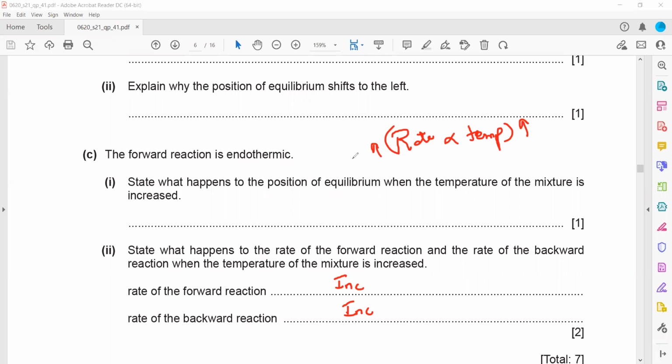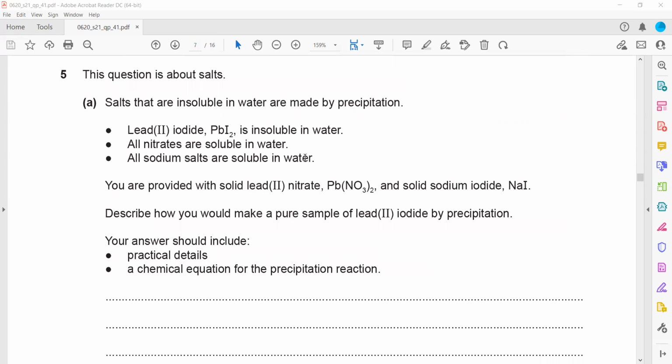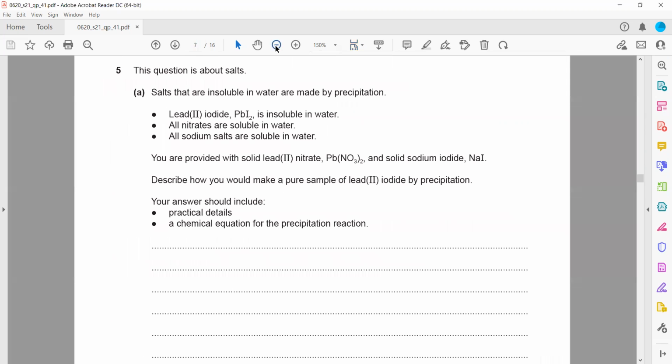So rate of the reaction has nothing to do with the type of reaction. Even if it's reversible or irreversible, rate always increases with temperature. But if it's reversible, then the equilibrium might shift either to the left or the right-hand side, depending on how we carry out the reaction or what kind of reaction.